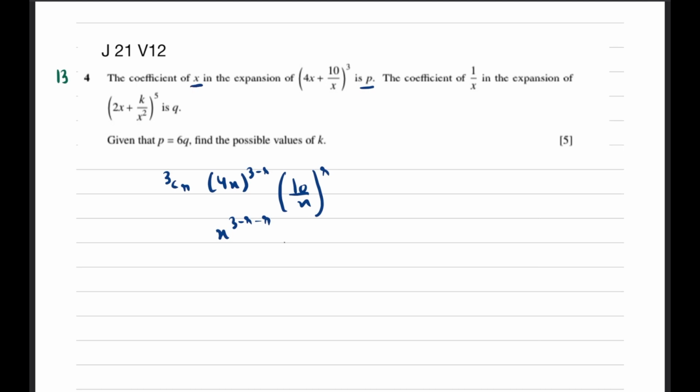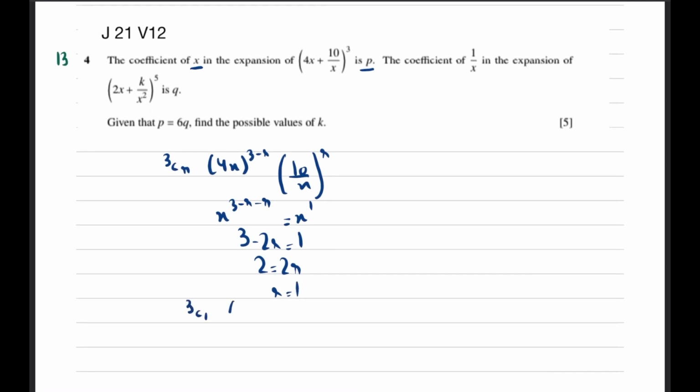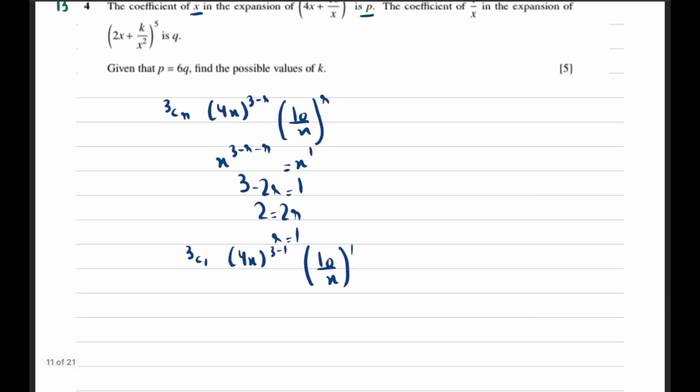Then you are told that the coefficient of x, that means 1. 3 minus 2r is equal to 1. 3 minus 1 is 2, is equal to 2r. What's r? 1. So when you plug in 1, 3C1, 4x 3 minus 1, 10 upon x power 1. Do you get this? So 3C1 value is 3 into 16x squared into 10 upon x. Can I cancel this out? So 3 into 16 into 10, that makes 480x.